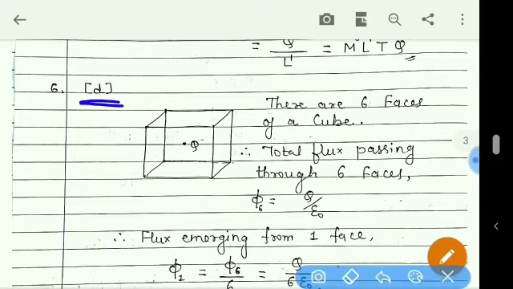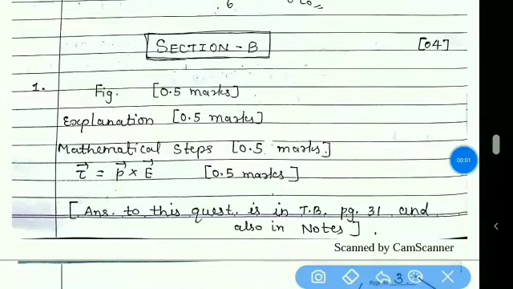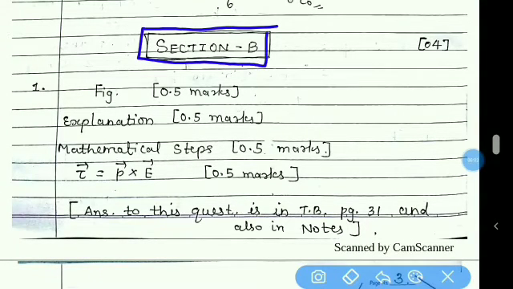So this was about the MCQ. For correct option you get 1 mark, and for incorrect option you will get 0. No marks for method, because you have to simply make a dot or a circle around the correct answer. Now section B, there are two questions, each of 2 marks, and so total mark is 4.